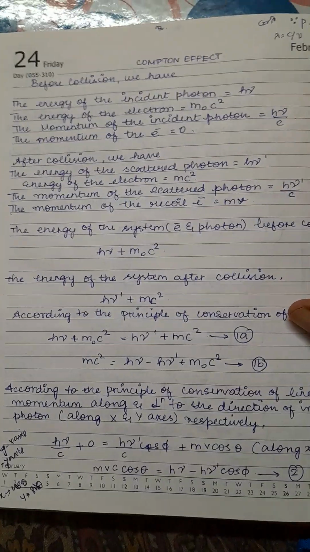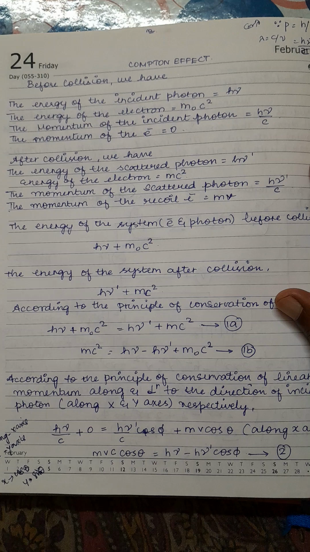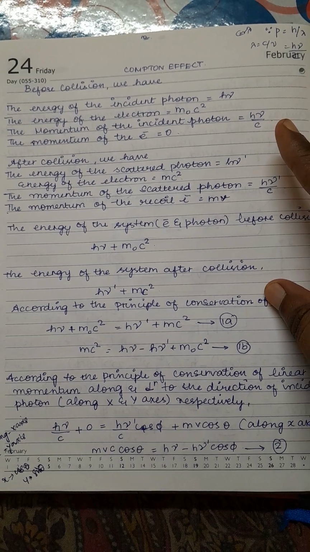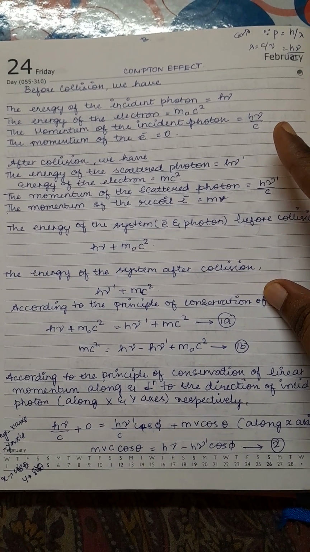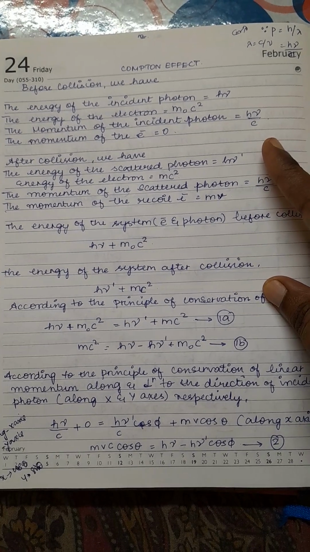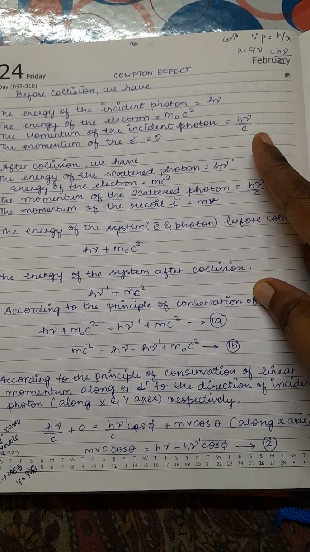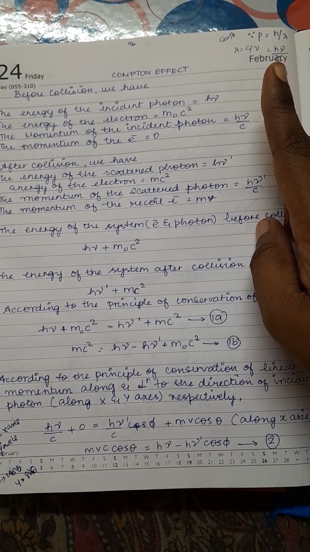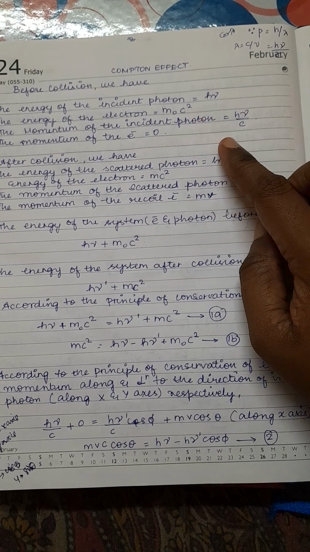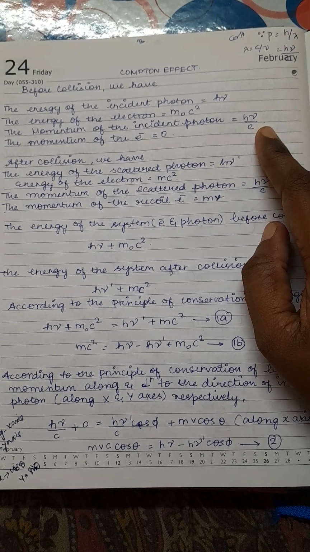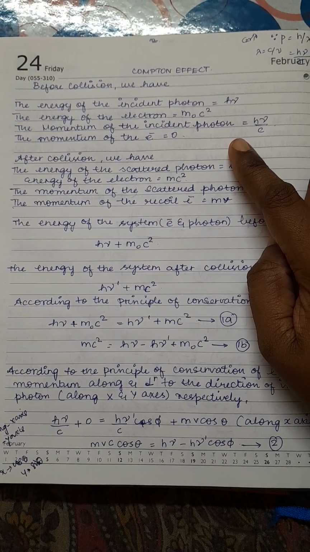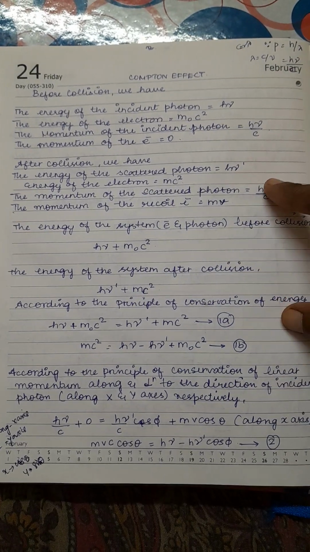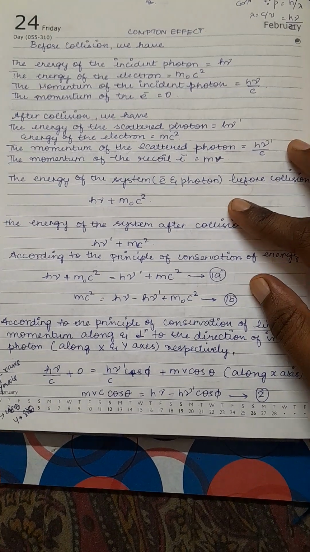Okay, so for easy convenience, here we have listed out the energy and the momentum formulas before collision as well as after collision. So before collision, the energy of the incident photon is h nu, whereas the energy of the electron is m naught c square. The momentum of the incident photon: in general, what is the formula for momentum? It is p equal to h by lambda. We will substitute the value for lambda as c by nu, so the formula for momentum will be h nu by c. Whereas the momentum of the electron, since the electron is at rest before collision, is 0.